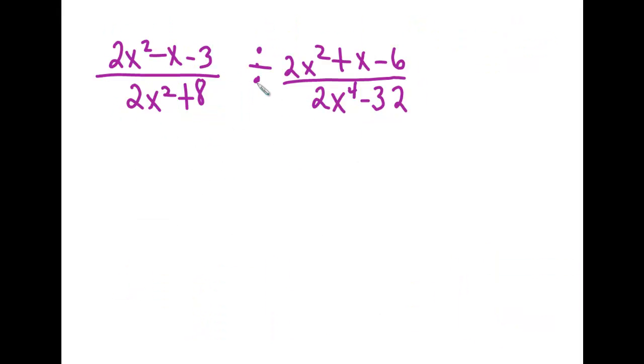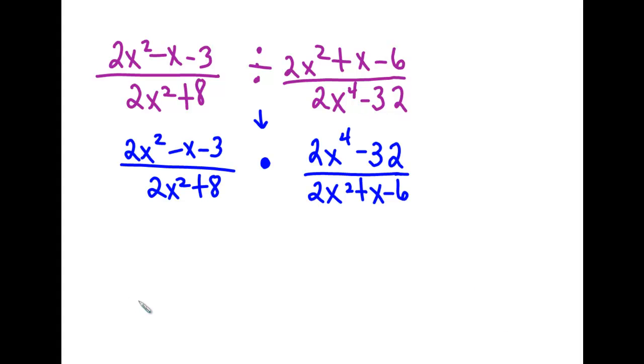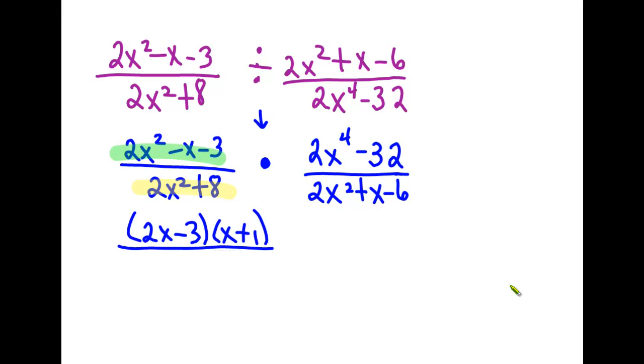In our next example, I have another division symbol, so I need to rewrite the fraction. Keep the first fraction, change the division symbol to multiplication, and flip the second fraction. Now that I've done this, I need to factor all the numerators and denominators. Starting with the numerator, the factors of 2x squared minus x minus 3 are 2x minus 3 and x plus 1. The factors of 2x squared plus 8, when we take out the greatest common factor, that's a 2, and we're left with x squared plus 4.